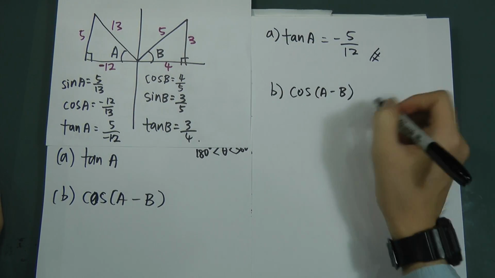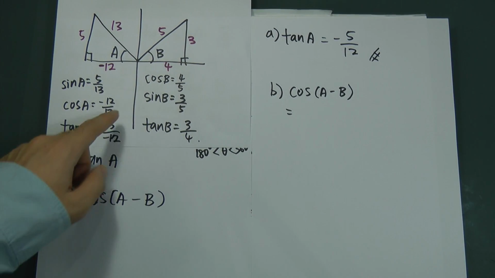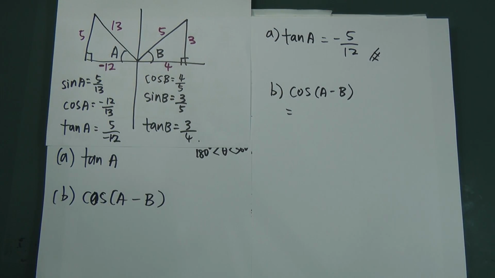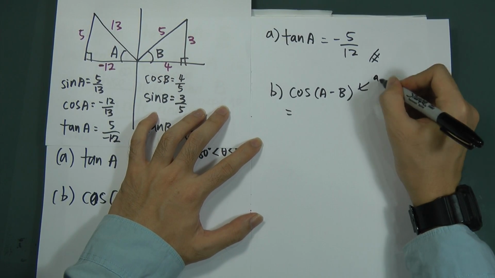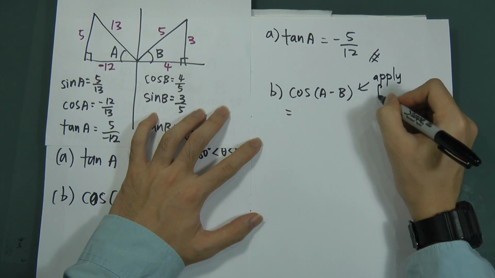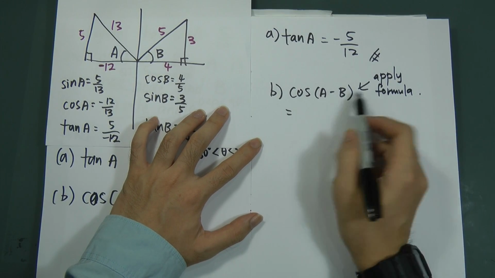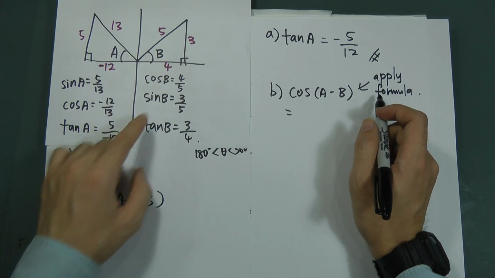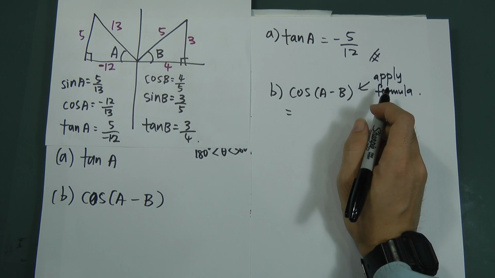For cos(A minus B), a lot of students maybe simply take cos A minus cos B. It's not such a thing, because cos(A minus B) has its own formula, so you must apply the formula. I really have had a student who just expanded the bracket and got cos A minus cos B, and that is wrong.